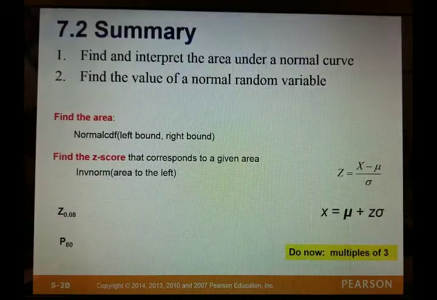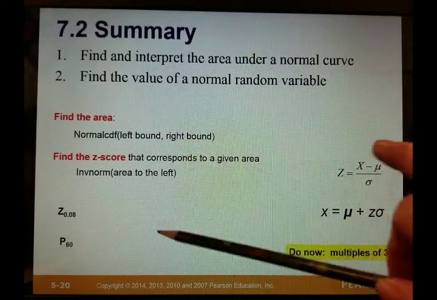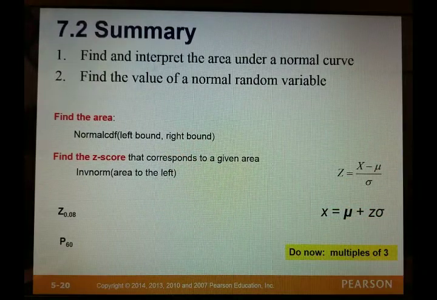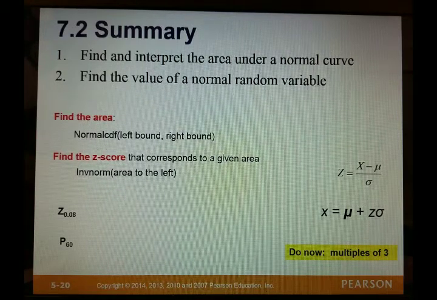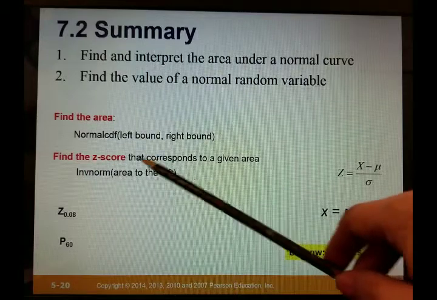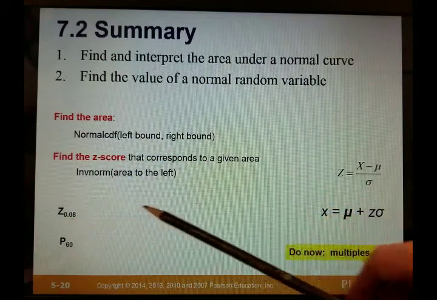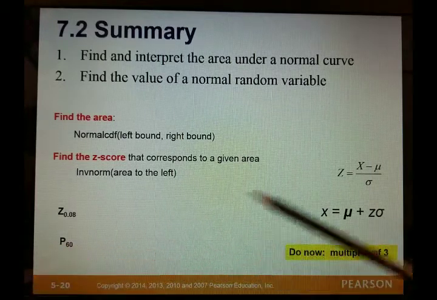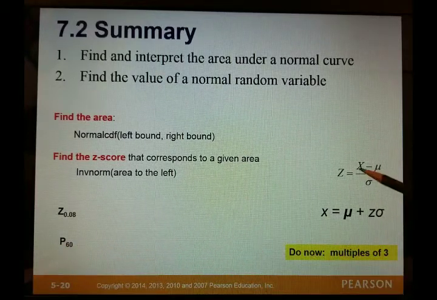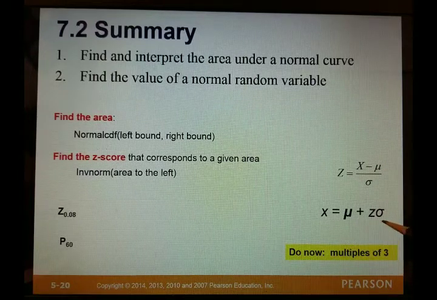So we have done find the area. That would be normal CDF, left bound to right bound. If it's shaded forever to the right, use 100 for the right. If it's shaded forever to the left, use negative 100 for the left one. Finding a z-score, you have to have the left area and you do the inverse norm. Z sub 8%, that means the top 8%. P sub 60 means the bottom 60%. How to find a z? You do the value minus the mean over standard deviation. How to find the score? This is the formula we use.